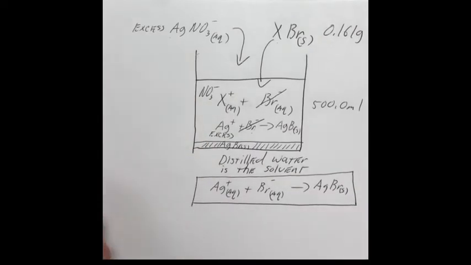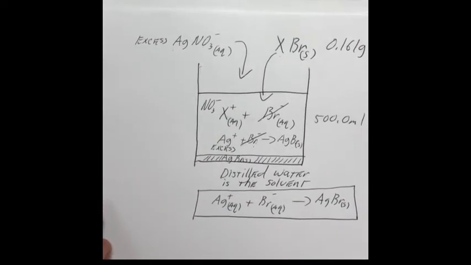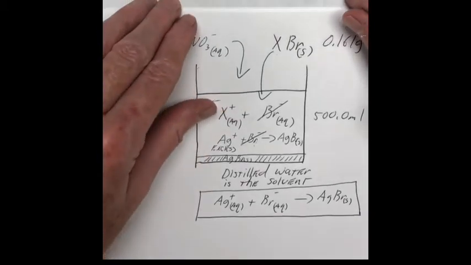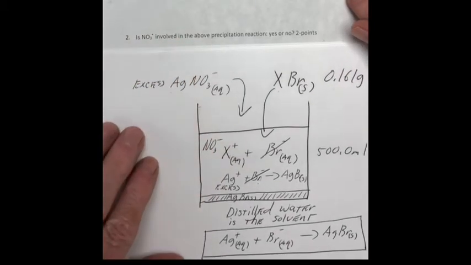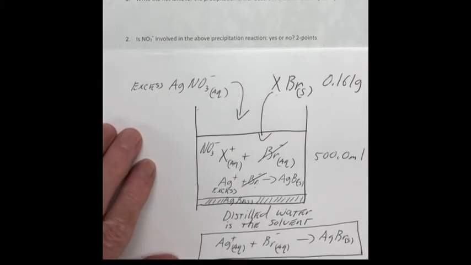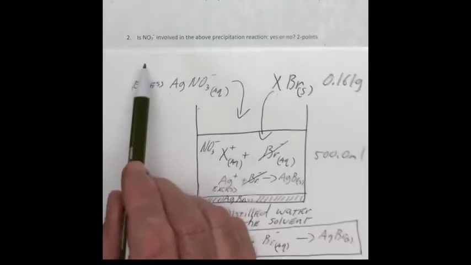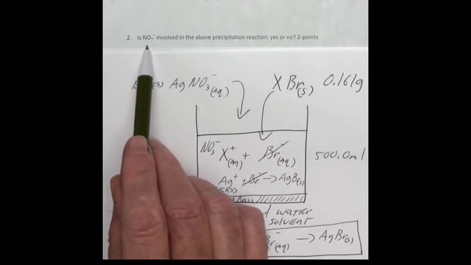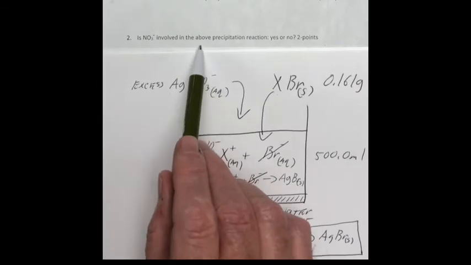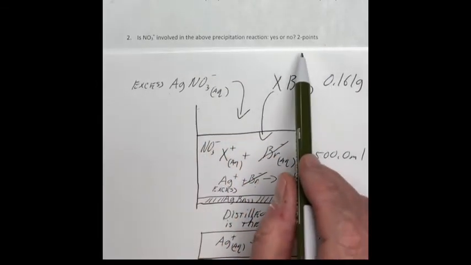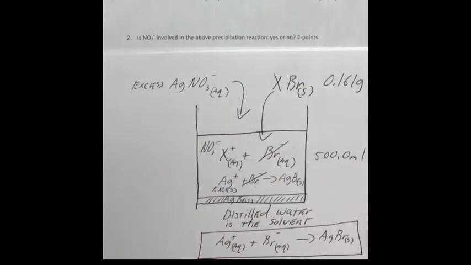So let's look at the next question. And what do you know? That's asking about nitrate ion. Is nitrate involved in the above precipitation reaction, yes or no? The answer there is no. It is a spectator ion. Let's move on to the next question.